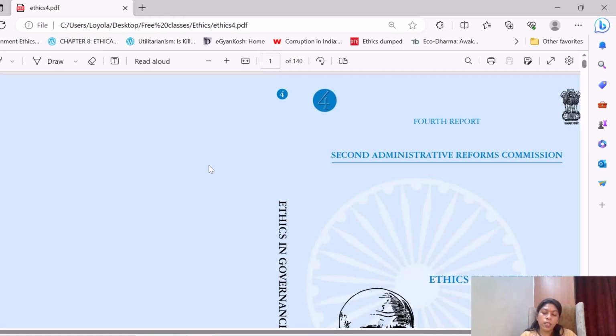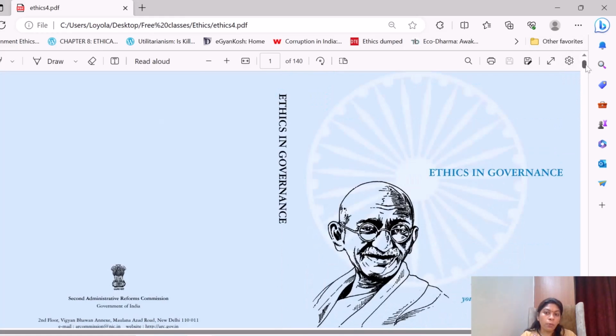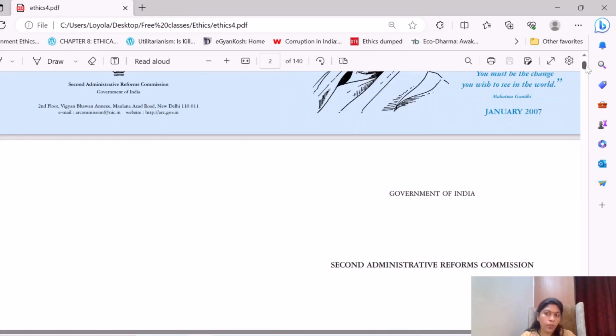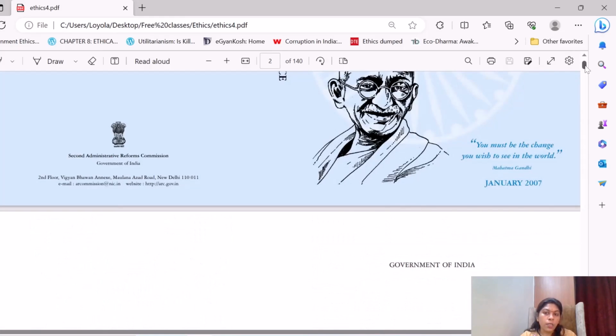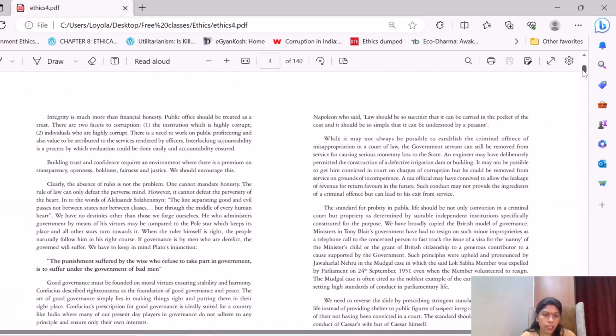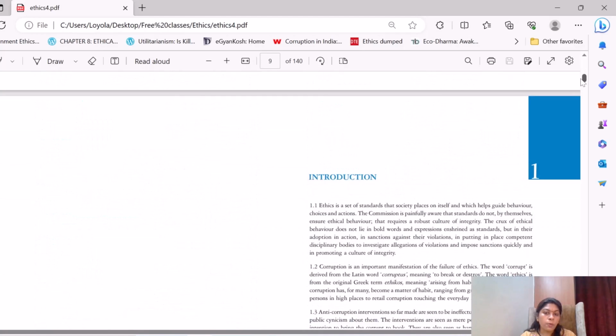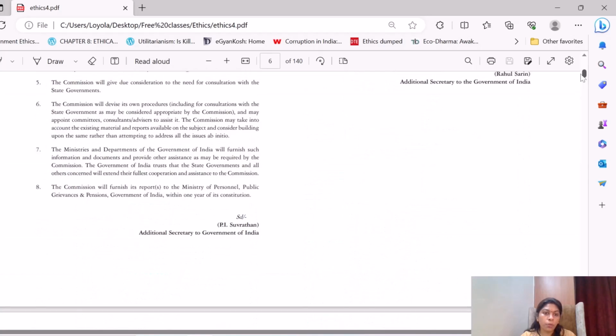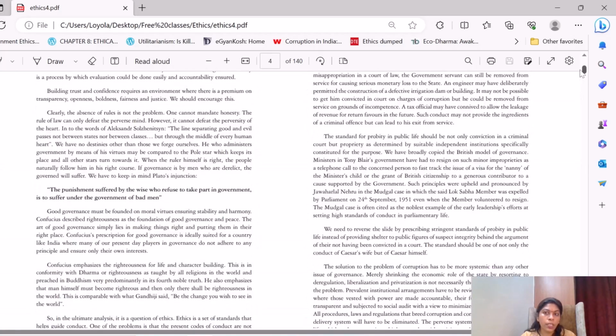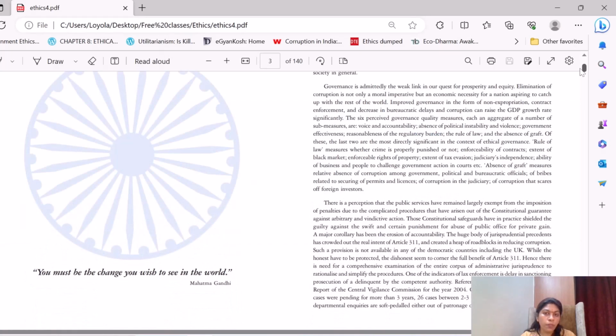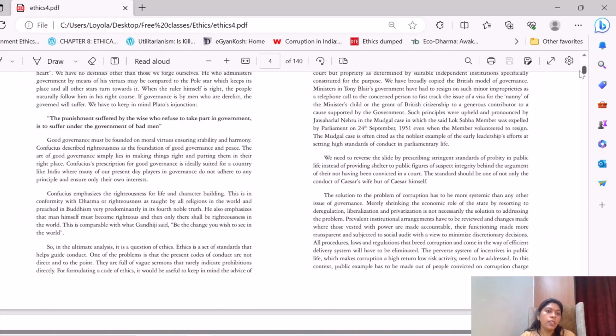Fine. So as you can see, the fourth report which we are going to discuss is related to ethics in governance. Starting from the introduction, around 140 pages are there. We are going to see each and every part, how you have to read this particular ARC and what are the points you have to keep in note. If you go to the report, you'll be finding all those details. Even the first initial pages can also be read. You can also take some points from the preface.